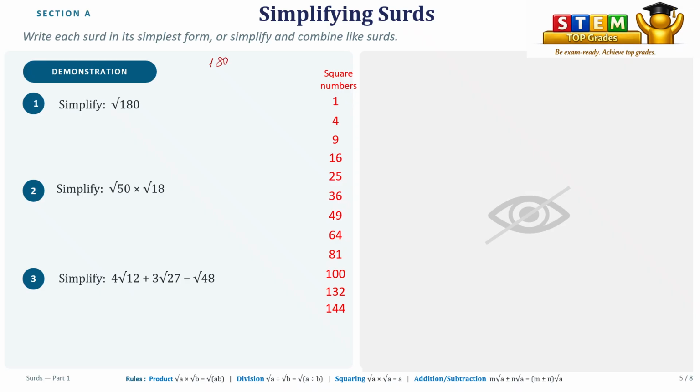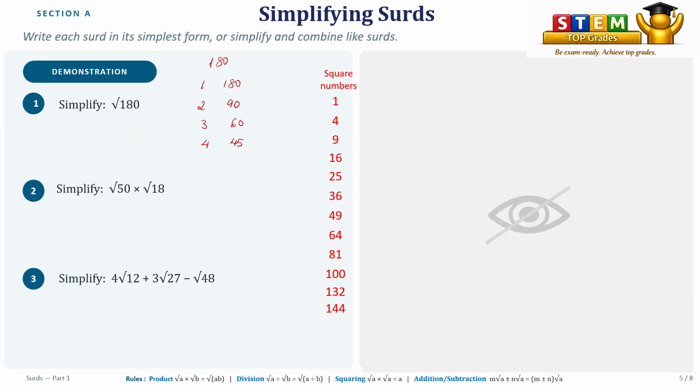Now, the square root of 180 requires us to split it into 2 factors. So we got 1 and 180. We got 2 and 90. We got 3 and 60. We got 4 and 45. So you will notice at this point that 4 is a square number, but we're going to go past it as it is not the biggest square number which is a factor of 180.